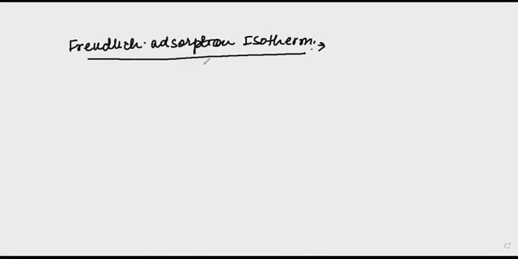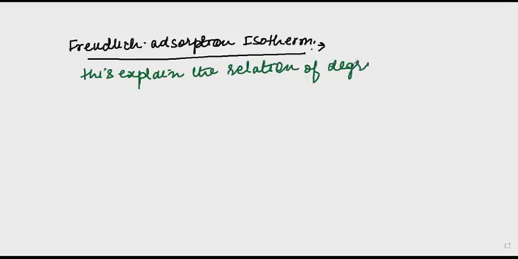Remember that this explains the relation of degree of adsorption with pressure.